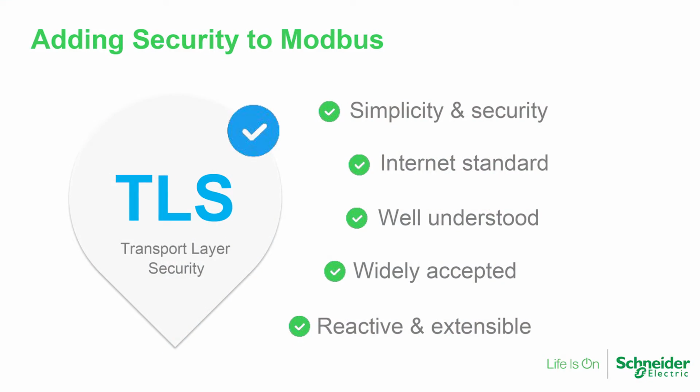And what works in IT is TLS. We all know this already. TLS is the S in HTTPS. And it's trusted by the major IT players. This is what the Microsofts, the Googles, the Amazons are using. It's what's used to secure online banking and e-commerce. It's an internet standard.